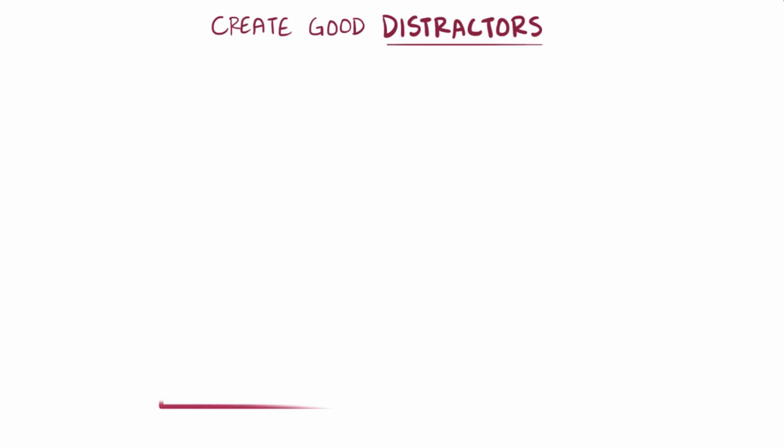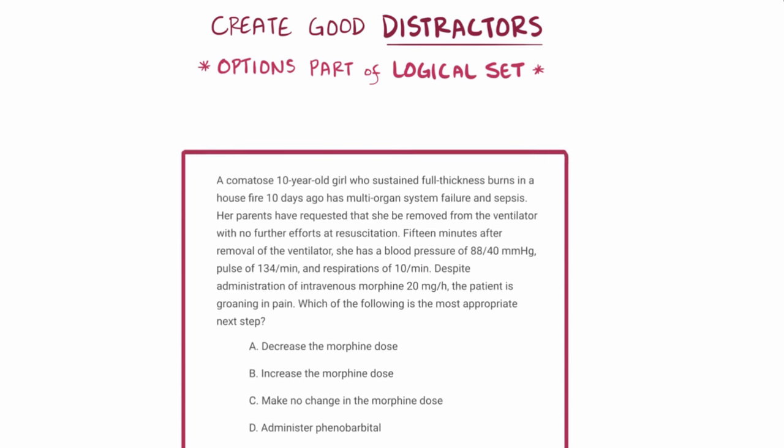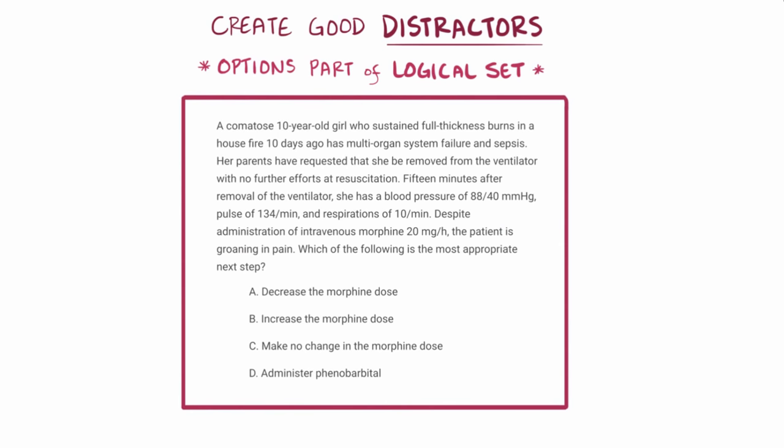Alright, and secondly, when the response options are part of a logical set, don't include options that aren't. For example, look at these options. 3 of them cover all the possible options for morphine: less morphine, more morphine, or the same amount of morphine. And then the last option seems like an afterthought that has no actual relationship to the others. That said, students would eliminate D right away.